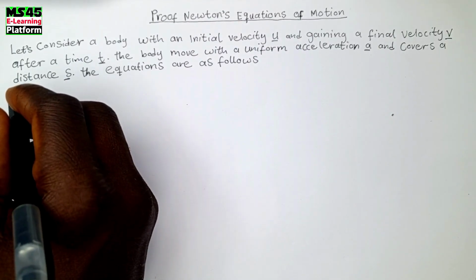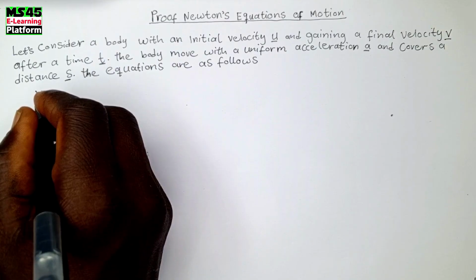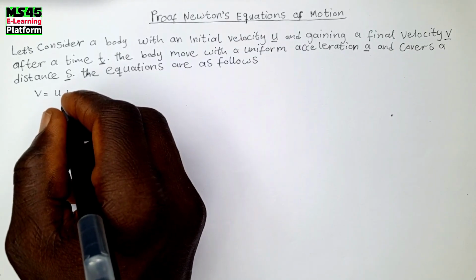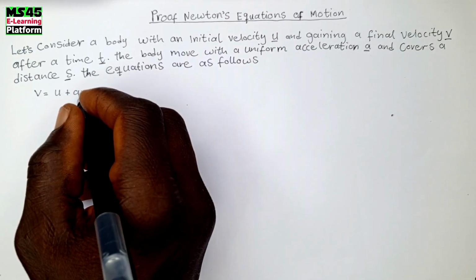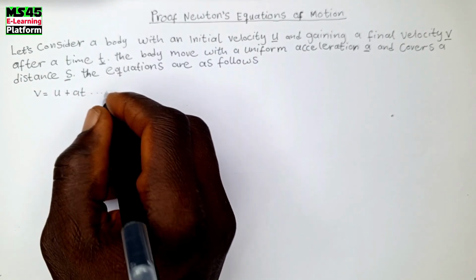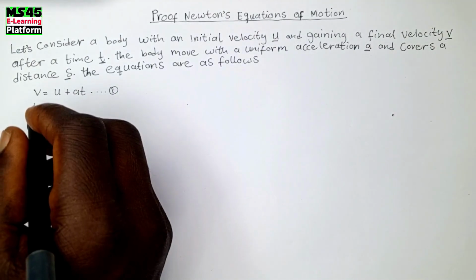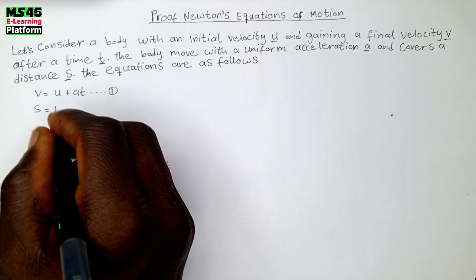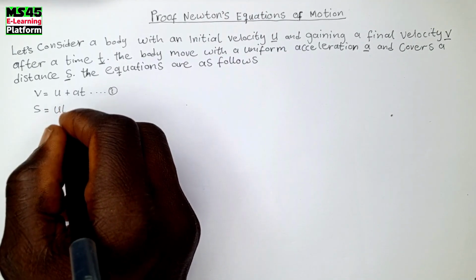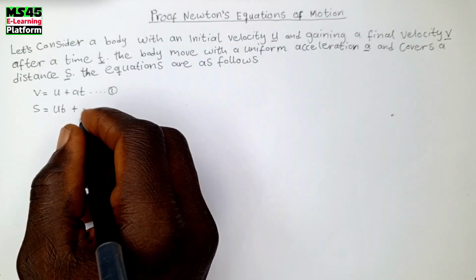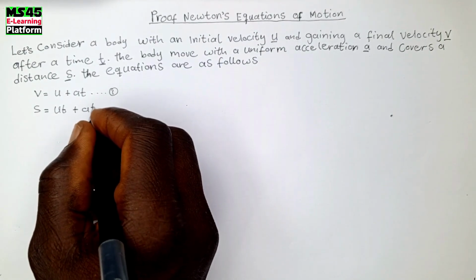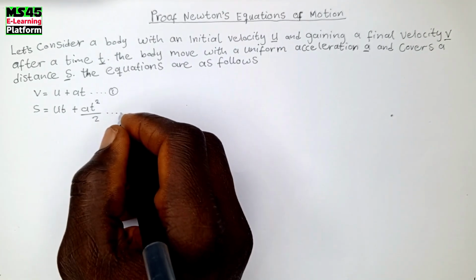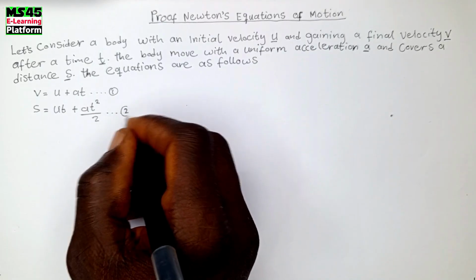Newton's equations of motion: we have equation 1 to be v equals u plus at, that is, the final velocity equals the initial velocity plus acceleration times time. This is the first Newton equation of motion. Equation 2, we have s, which is distance, equals ut plus at squared over 2, that is, initial velocity times time plus acceleration times time squared over 2. This is the second Newton equation of motion.